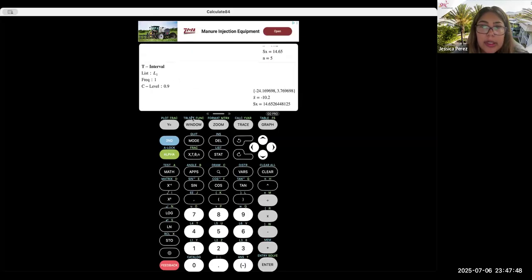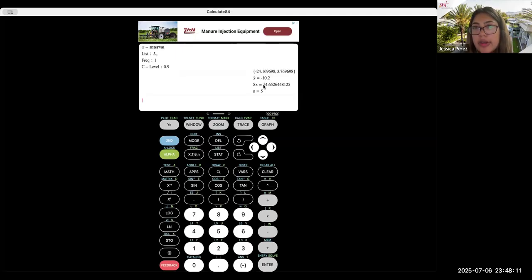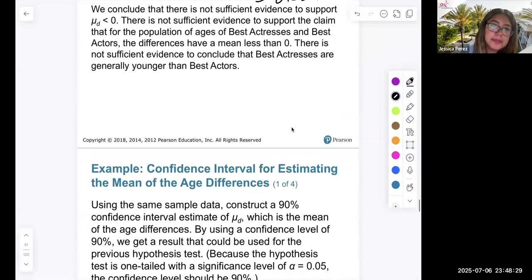Let's look at the T interval. So again, it was stat, test, T interval. We're going to put in the data. So make sure we look at the data, not the stat. Go to data. L1 should be the differences that we put in there, the frequency and the confidence interval. Hit calculate and then enter, and there it is. There's your D bar, the standard deviation, and your confidence level of 90%. Which still gives us the same conclusion that we will fail to reject since there's a 0 in between. So they both give us the same result.